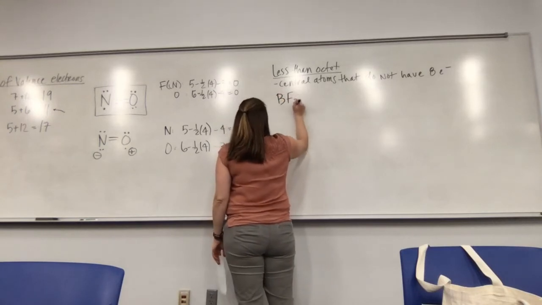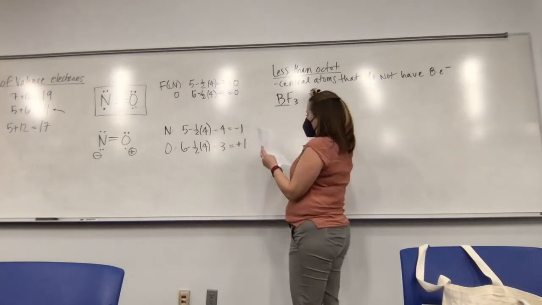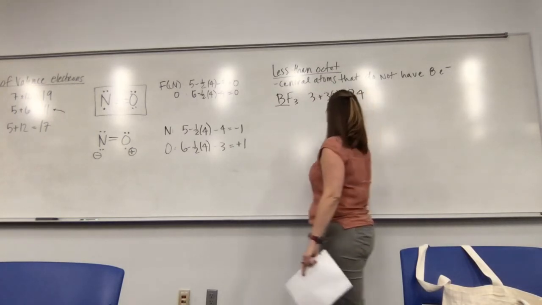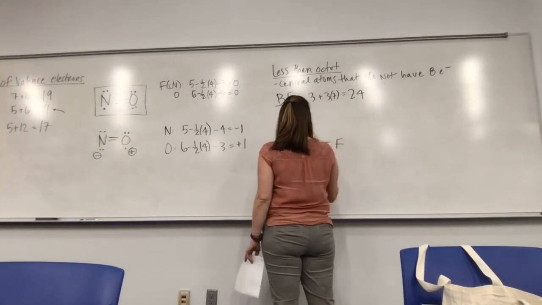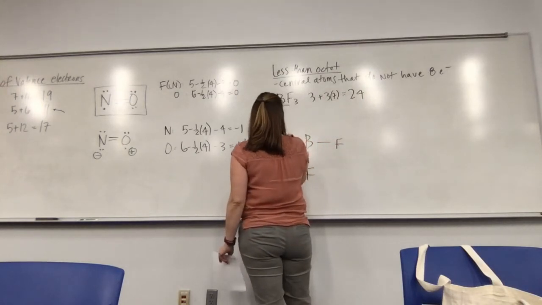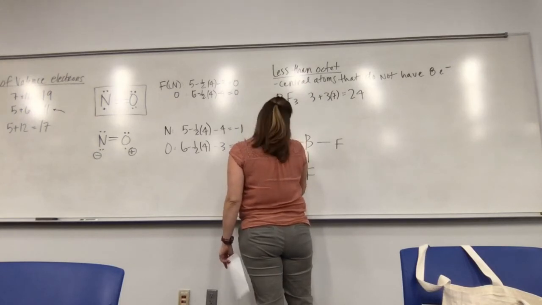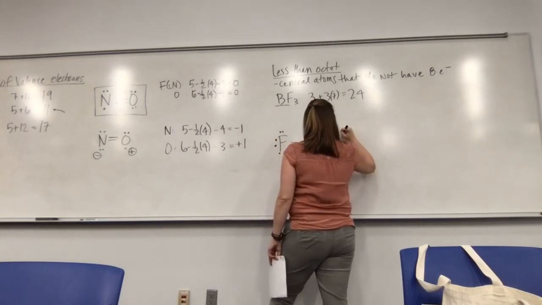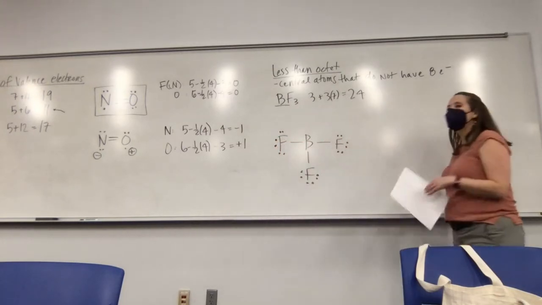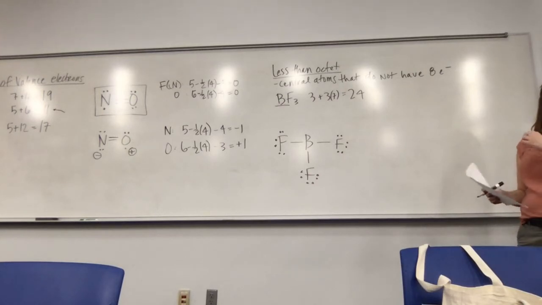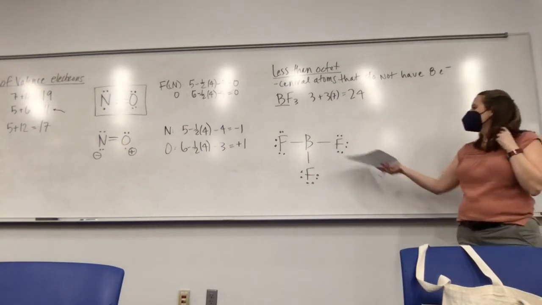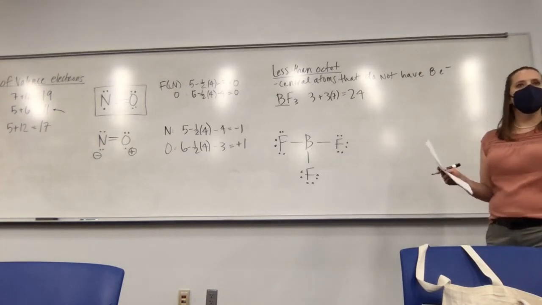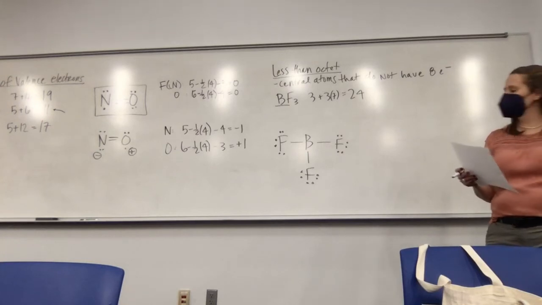So if we look at boron trifluoride, our number of valence electrons are 3 plus 3 times 7, which gives me 24. Put our boron in the center, add us some fluorines. So here, we've added all of our valence electrons, all 24 up there. Fluorine has octet, boron does not. The Lewis dot rules say, if it doesn't have octet, make a double bond. So let's do that.